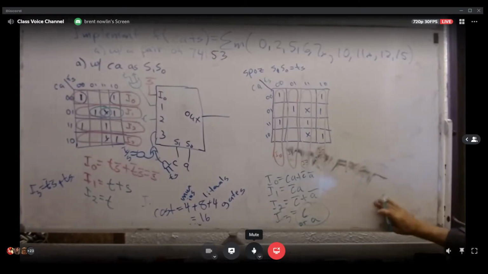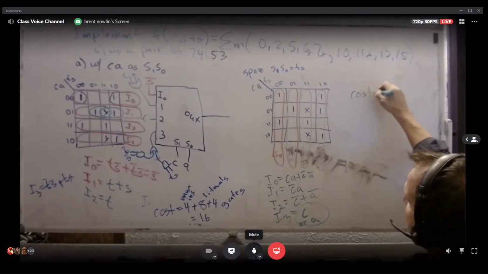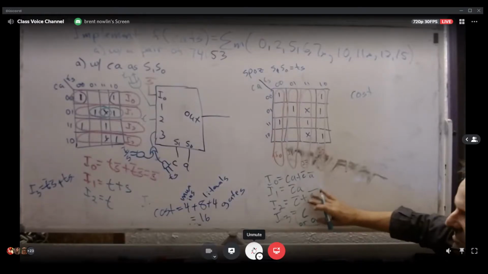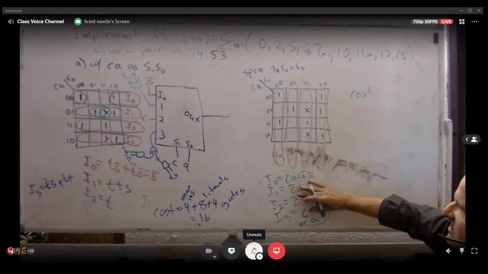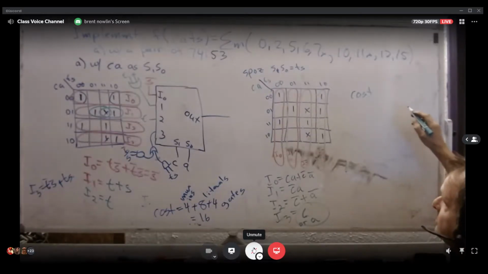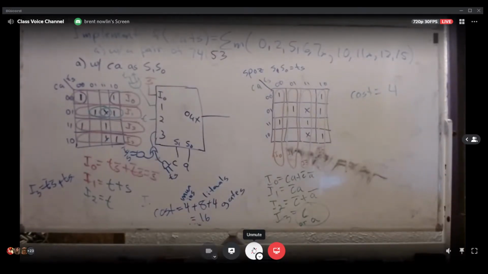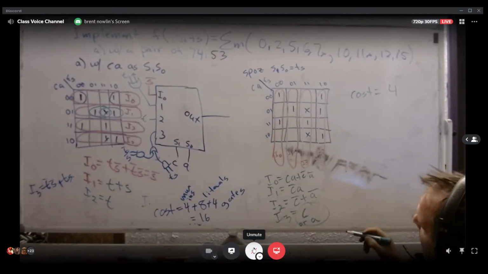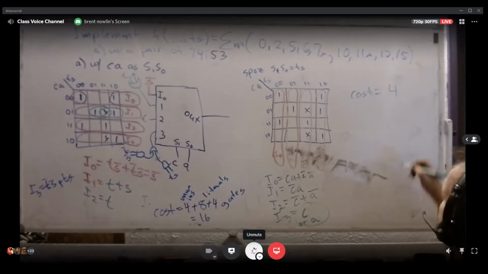All right. So, guys, what's the cost? Do you want me to draw the logic diagram, or do you think you can do that? You can do this, right? Yeah. You can do the logic diagram. The cost is 4 inputs, right? You got 4 I's. How many literals, guys? 9. I get 9.